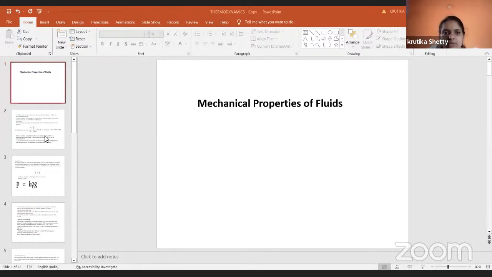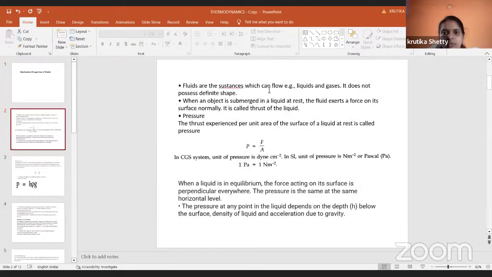Okay. So see here, mechanical properties of fluids. So what do you mean by fluids? Fluids ಅಂತಂದ್ರೆ ಏನು ಮೊದಲು ನಮಗೆ ಅದು ಗೊತ್ತಿರಬೇಕು. So fluids are the substances which can flow. ಹೌದಾ? So fluids ಅಂತಂದ್ರೆ ಏನು? These are the substances which can flow, that is called as fluids here. So in the fluids we have liquids and the gases. So liquids ಮತ್ತೆ gases ಅನ್ನ ನಾವು example ಆಗಿ consider ಮಾಡಬಹುದು.